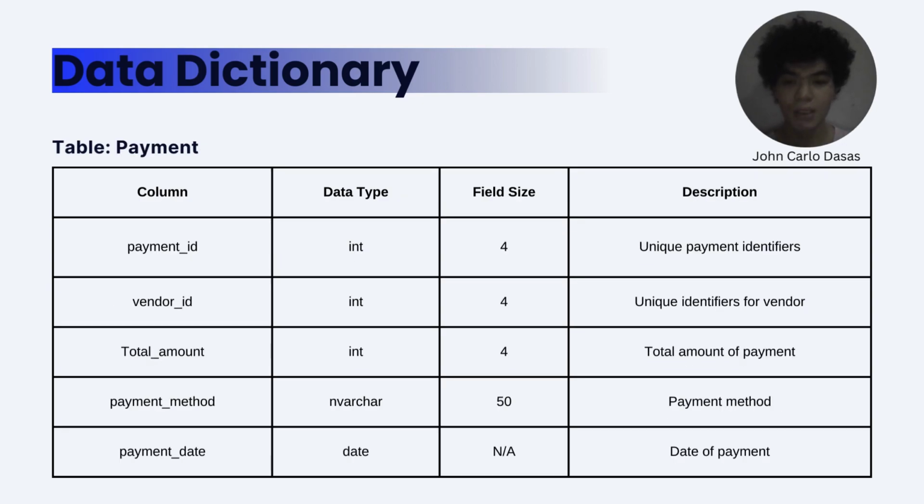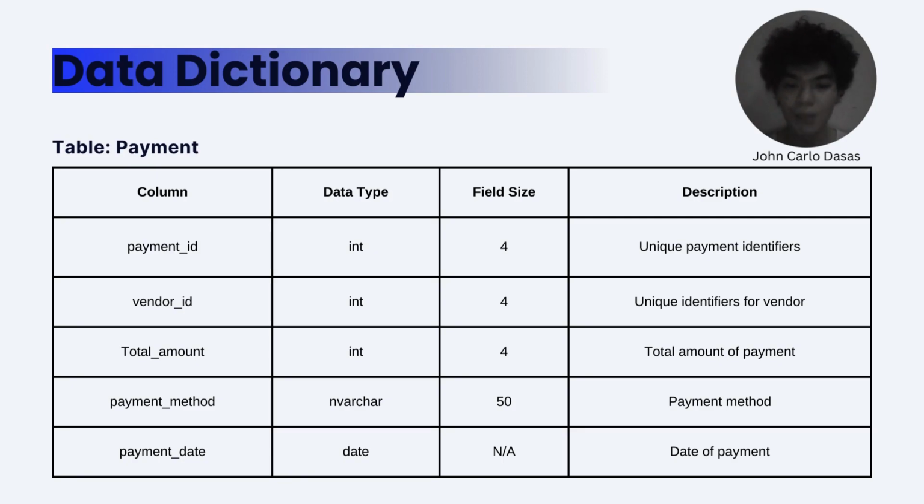Table payment. For payment ID, its data type is integer, field size is 4, and the description of it is unique payment identifiers. For vendor ID, its data type is integer, its field size is 4, and its description is unique identifier for vendor. And for total amount, its data type is integer, its field size is also 4, and the description of it is total amount of payment.